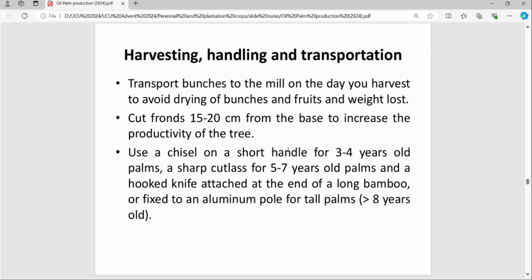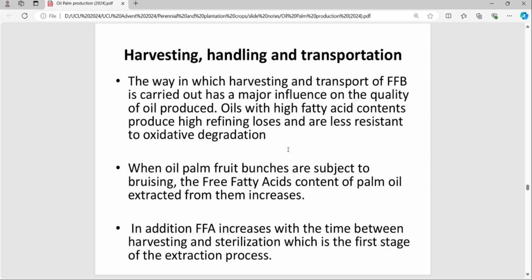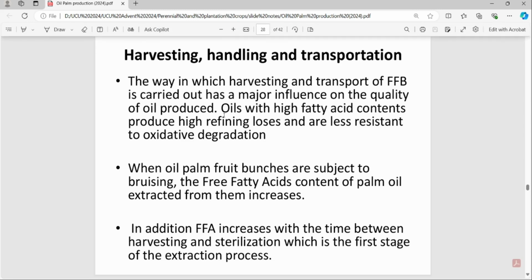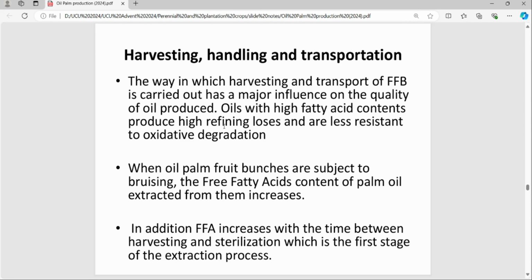And then, depending on the maturity of the plant or the height of the plant, you can use a cutlass, or you can use a knife, a hooked knife attached on the pole, or a bamboo stick, for the plants that are more than 7 years old, because those ones will be quite tall. But those between 3 to 4 years might not require you to attach a long pole, because they will be short.